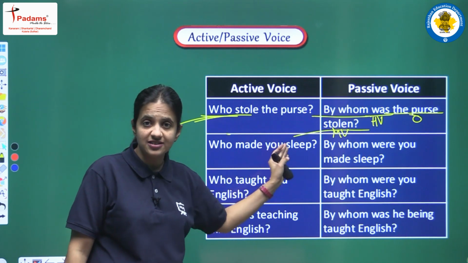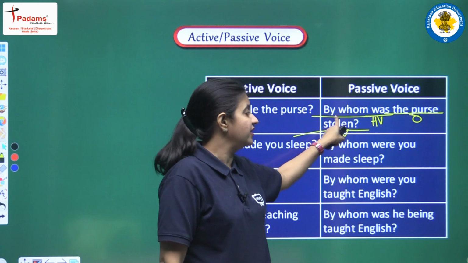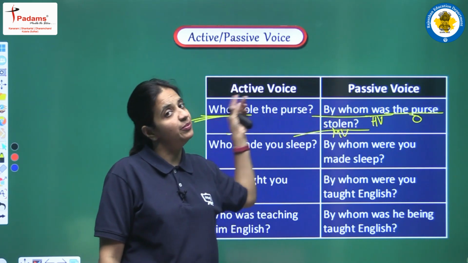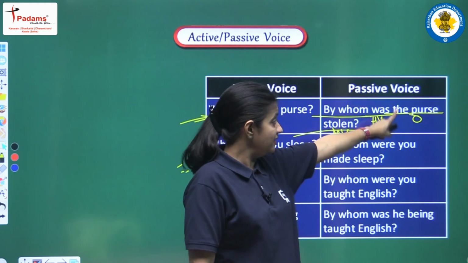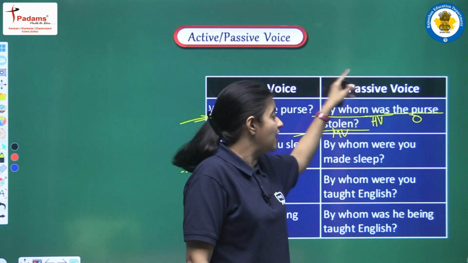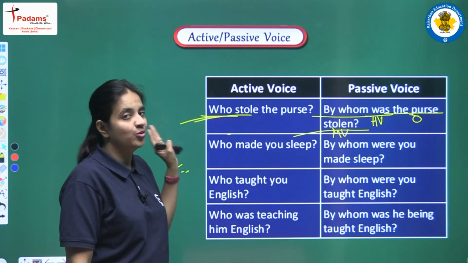You have to learn this structure: when we are having "who", that "who" will be converted into "by whom", and there will be no subject in the sentence. After that we have to write the helping verb, then there will be the object, and after that there will be the third form of the main verb. Let's see some more examples to clear this thing.